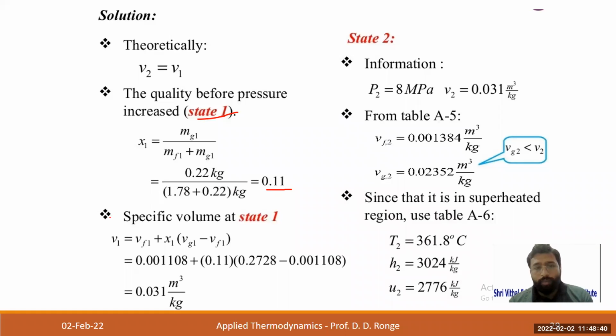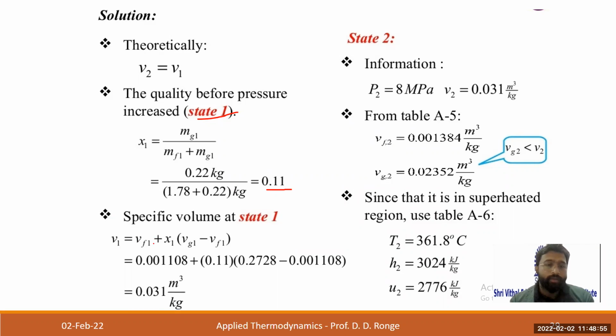Now, initially, the specific volume we can calculate from the steam table. Again, the formula is the same. As we know, it is a wet steam, the formula will be V equal to VF1 plus dryness fraction into VFG.